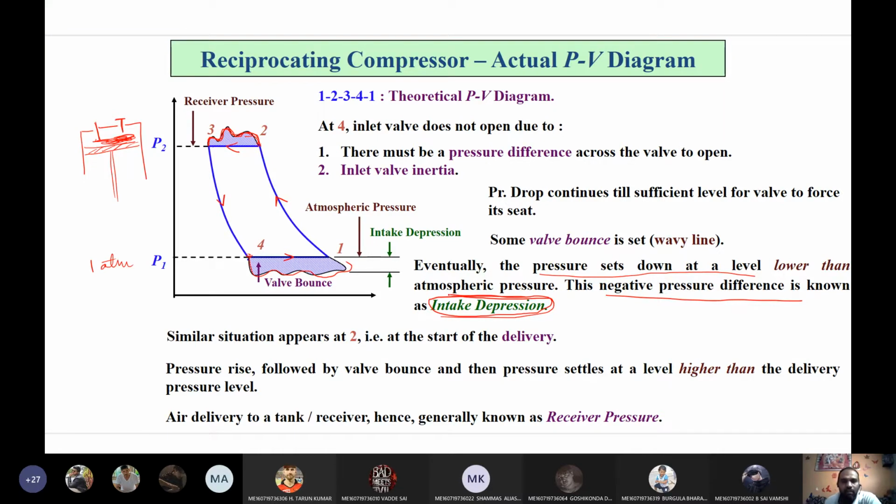Okay, similarly at point 2, the start of delivery according to the theoretical one, P2 is the delivery pressure or storage pressure. But practically, the pressure developed in the cylinder is greater than P2, because in order to overcome the valve inertia, the pressure should be more than the required pressure. And this is the receiver pressure.